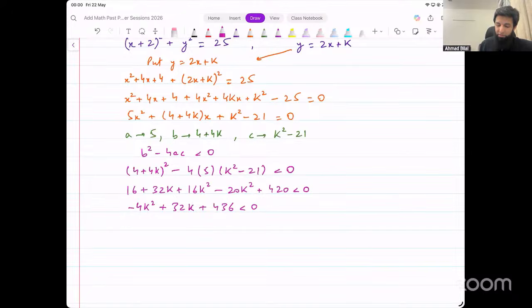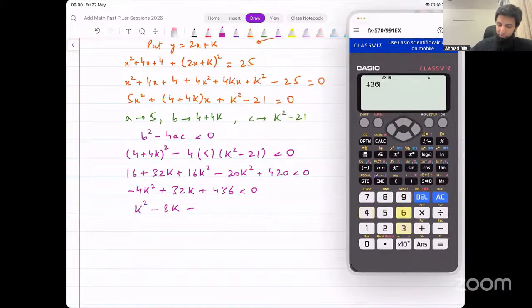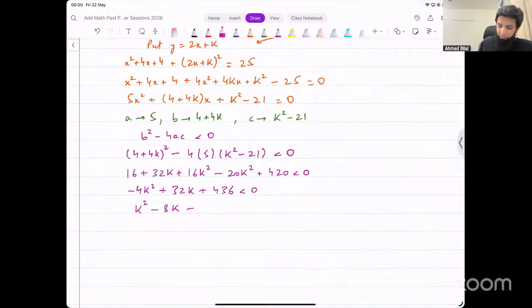Now, all of these terms are divisible by 4. What I'll do is I'll divide by negative 4, so the first term becomes positive. That's easier to deal with. I'm dividing the whole thing by negative 4. 32 over negative 4, 32 over 4 will be 8, so that becomes minus 8k then. 436 over 4, let's just put this on a calculator. 109. So that will be 1 minus 109. We are dividing by negative 4, so the inequality sign is also going to change. It becomes greater than 0.